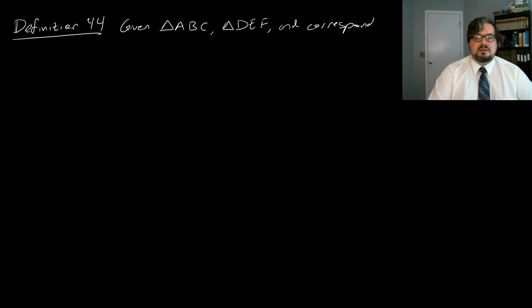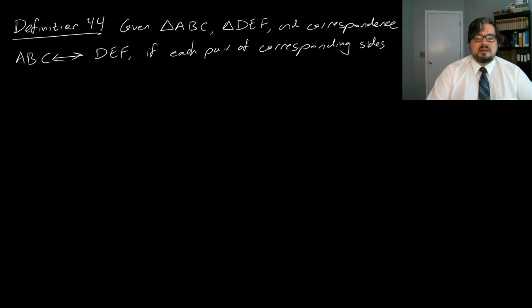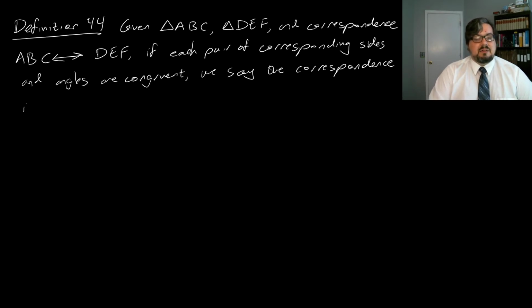So, definition 44: given triangle ABC, triangle DEF, and correspondence ABC to DEF, if each pair of corresponding sides and angles are congruent, we say the correspondence ABC to DEF is a congruence, and we write that triangle ABC is congruent to triangle DEF.